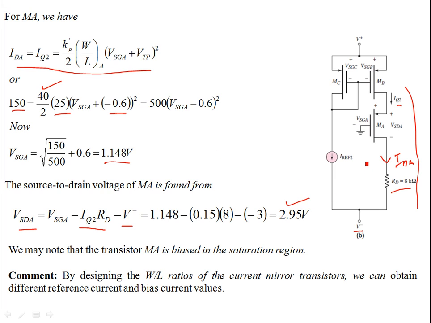Now if you want to check whether the transistor MA is indeed in the saturation region, you can find this by the overdrive voltage. VSG plus VTP is going to give you your VSD sat. So let's find out what this point is. So let's write this VSD sat. This point is equal to, for transistor A, VSGA, what is VSGA? We just found it out. So 1.148 minus 0.6. For all transistors, VTP is 0.6.